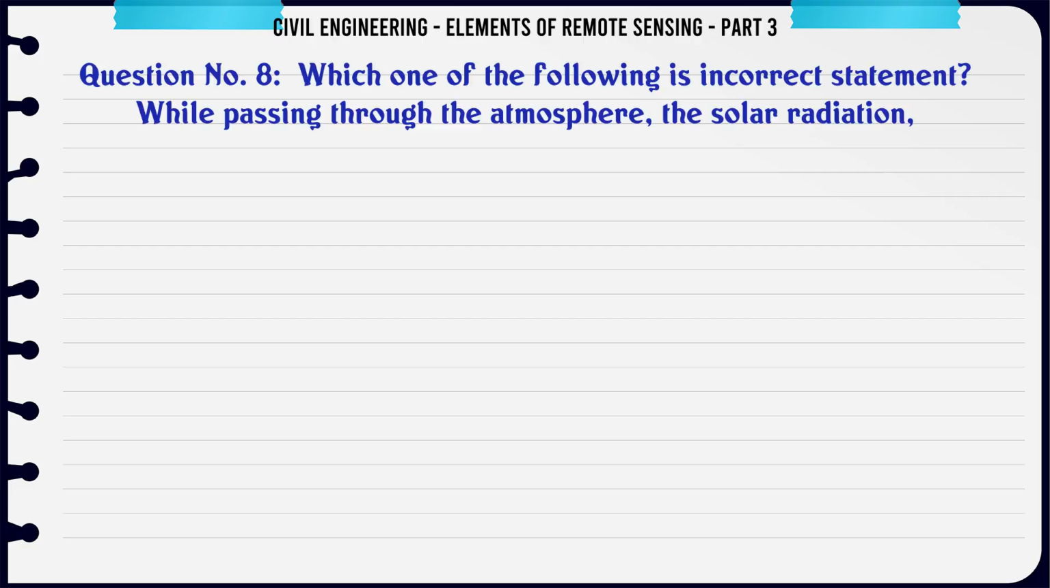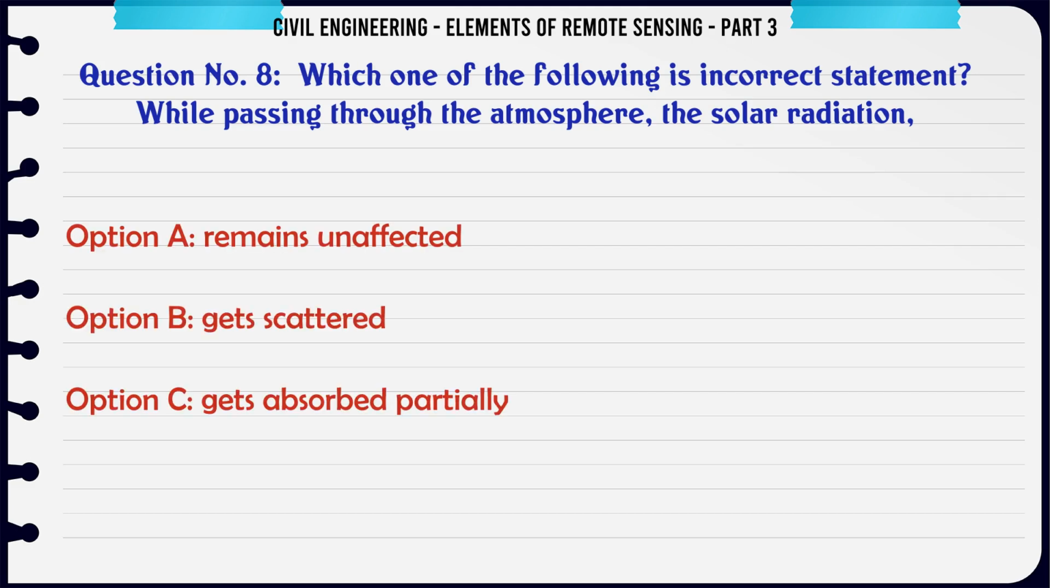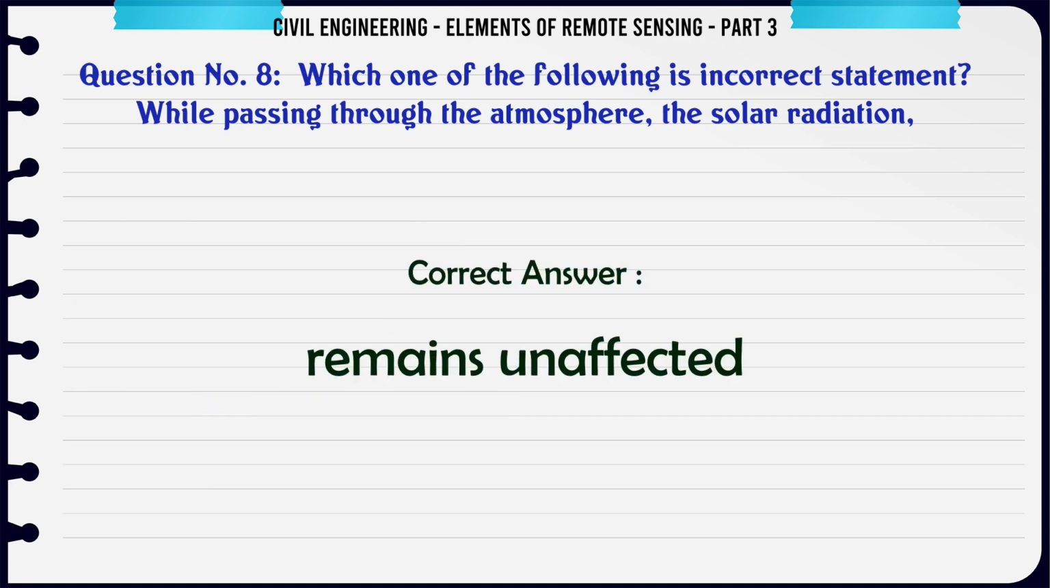Which one of the following is an incorrect statement? While passing through the atmosphere, the solar radiation: A. remains unaffected, B. gets scattered, C. gets absorbed partially, D. none of these. The correct answer is remains unaffected.